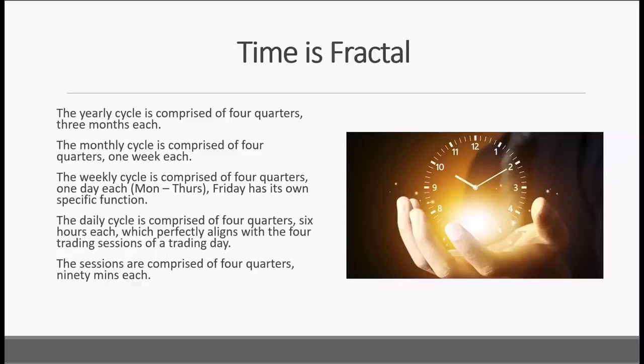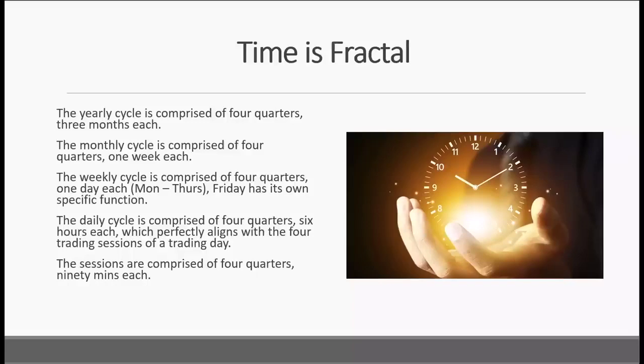The monthly cycle is comprised of 4 quarters, 1 week each. In regards to the monthly cycle, I start counting the quarters from the first full week, meaning if the first week relating to the traditional month is a partial week, it is omitted and viewed as distortion. The first full week of the month is the first quarter, the second week is the second quarter, the third week is the third quarter, and the fourth week is the fourth quarter.